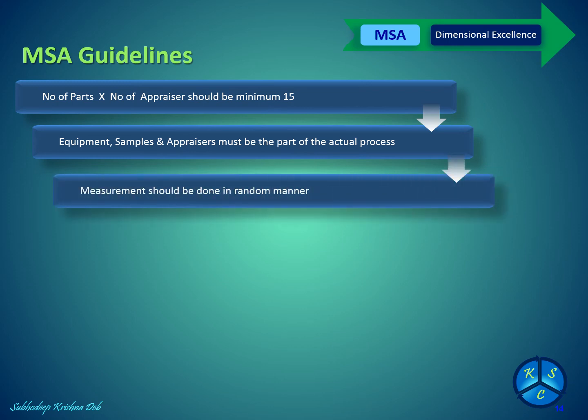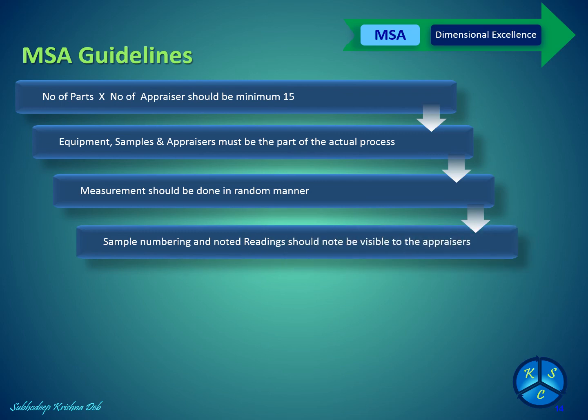The measurement should be done in random order. It should not be like the appraisals, using the numbering that has been done on the parts, measuring in a sequence for every trial. In that case, the operator or appraiser may get biased and it may not be fruitful in doing the study.